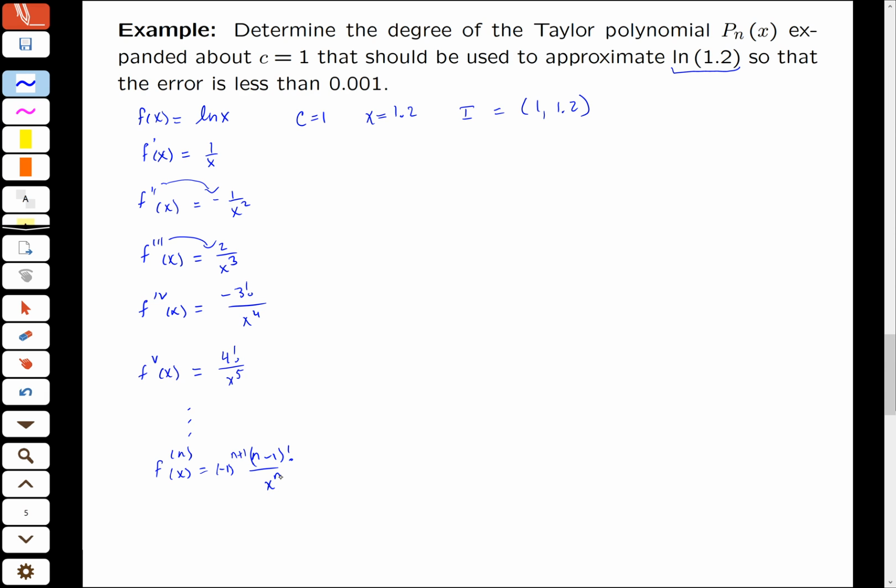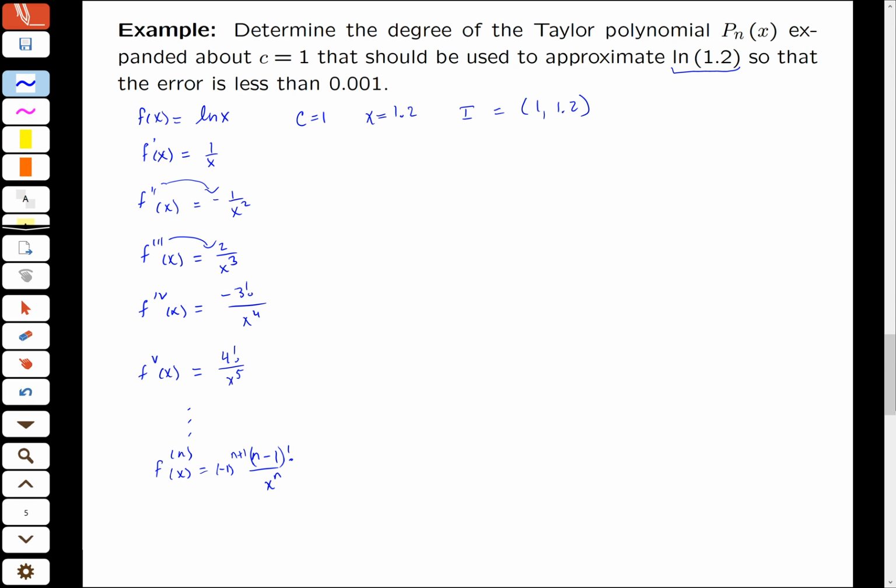That is why I've been telling you, don't multiply anything out. Be lazy. Don't multiply anything out. Okay, so there's our derivative.